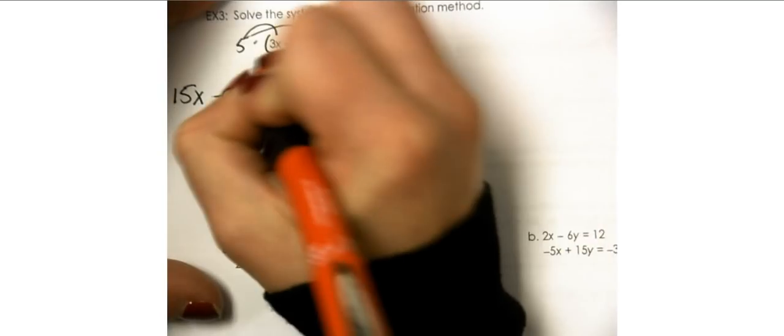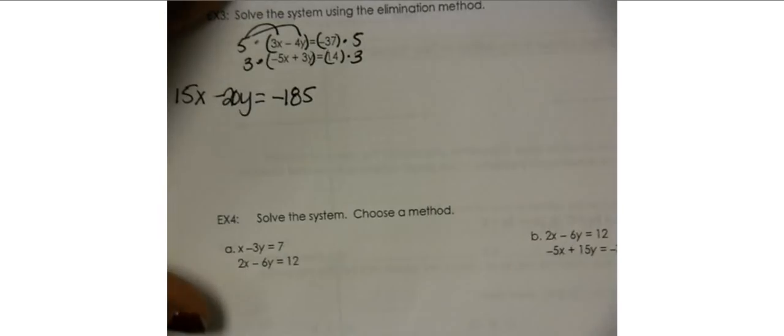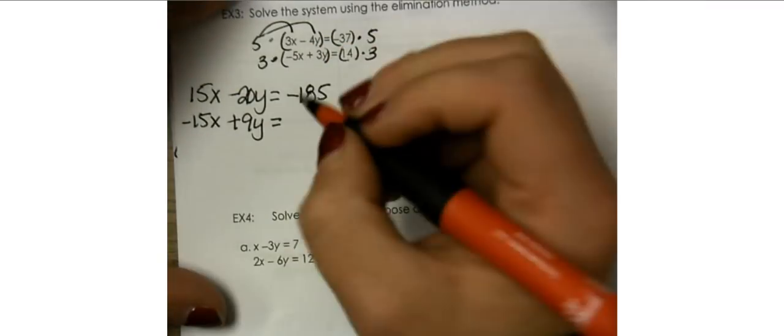Next, I'm going to multiply the bottom equation by 3 in order to change my coefficient to be a 15. So 3 times negative 5 is negative 15x. 3 times 3 is 9, so plus 9y. This is equal to 14 times 3, which is 42.